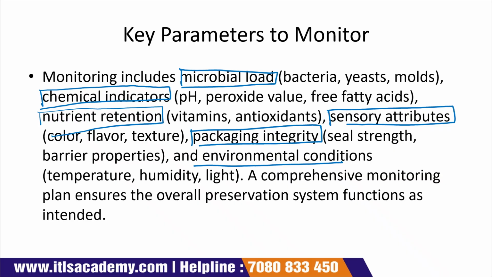In microbial load, we have to monitor the load of bacteria, yeast, and mold. In chemical indicators, we have to monitor the pH of the food product, peroxide value, and free fatty acid. Then in nutrient retention, we have to monitor vitamins and antioxidants. Then in sensory attributes, we have to monitor the color, flavor, and texture of the food product.